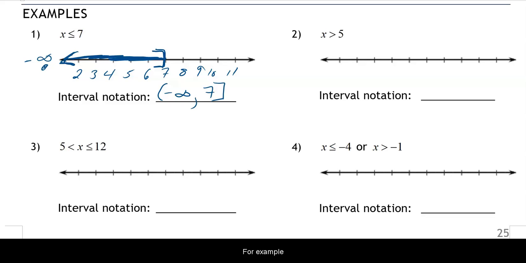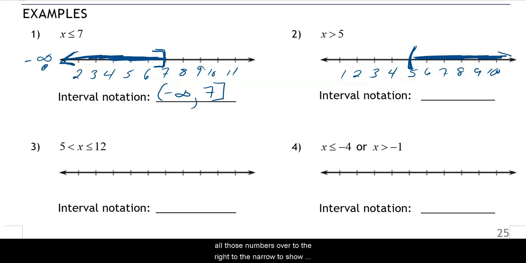For example 2, x is greater than 5. Again, we're going to start in the middle, 5, 6, 7. Continue up, then 4, 3, 2, 1. Since we do not have an equal sign with this, that's just greater than, we're just going to have a parenthesis. That means 5 is not part of our answer. We'll have a parenthesis facing to the right. Shade all those numbers over to the right. Put an arrow to show that it keeps going.